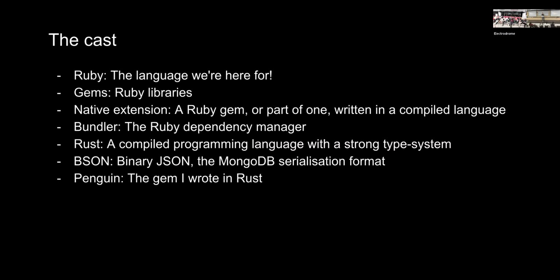We have Ruby, the language that we're here for, and it's also the main programming language at Style. It's what we write most of our backend in, but we'll see we can't say all of our backend anymore. We got gems, which are just Ruby libraries. Native extensions are like a Ruby gem, so like a library or part of a library that's written in a compiled language. Then you have Bundler, which is just the dependency manager. It can also build these native extensions and stuff, which is super useful. And Rust is a compiled programming language with a really great type system.